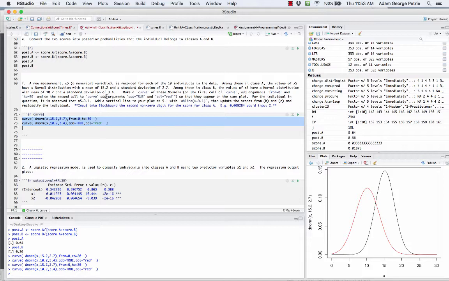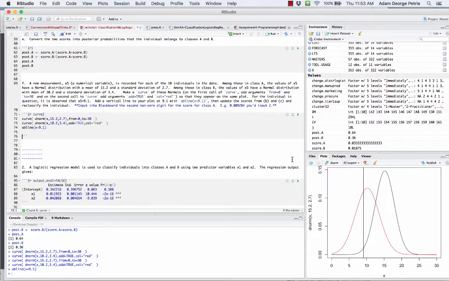So the last thing we wanted to do actually was to add in a vertical line at this value of x5 for the individual in question. We're going to add a vertical line at 9.1. All right, so we see that this is the individual's value of x5 here, 9.1. We see that it's quite a bit more likely that they belong to class B, the red normal curve, than in class A here, because the height of the normal curve is much taller for class B.